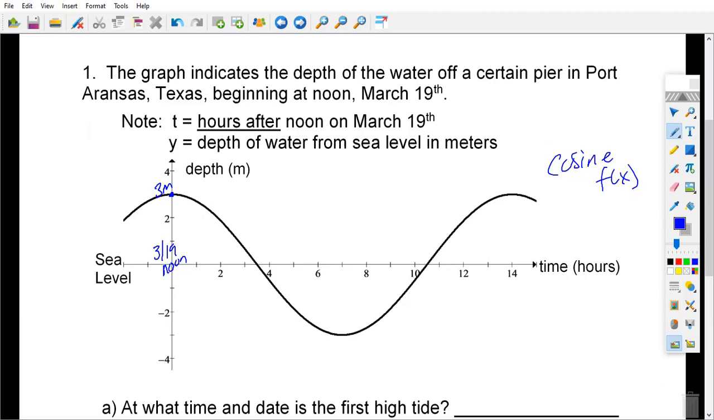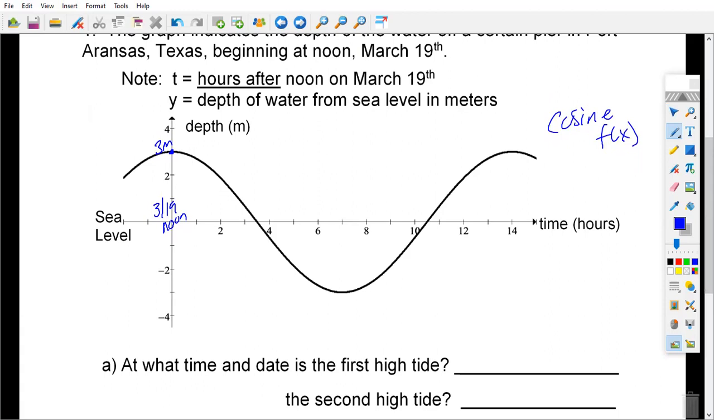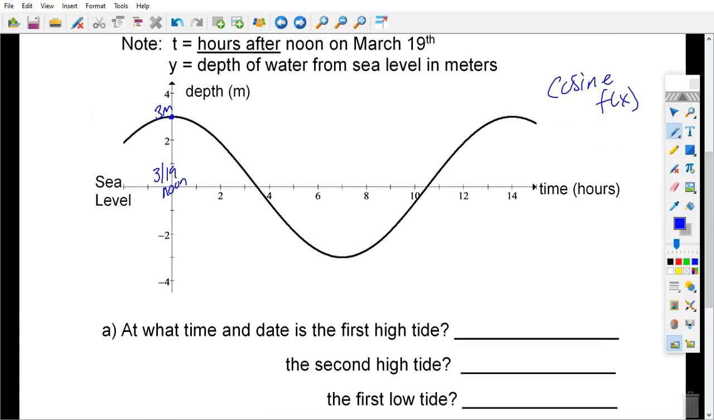So now we're going to analyze it. They've collected their data and they're like, okay, let's talk about what we noticed here. For example, they may ask, what time and date is the first high tide? When was our high tide? At noon on 3/19, right? Do we see that? That was our first high tide. When was our second high tide?